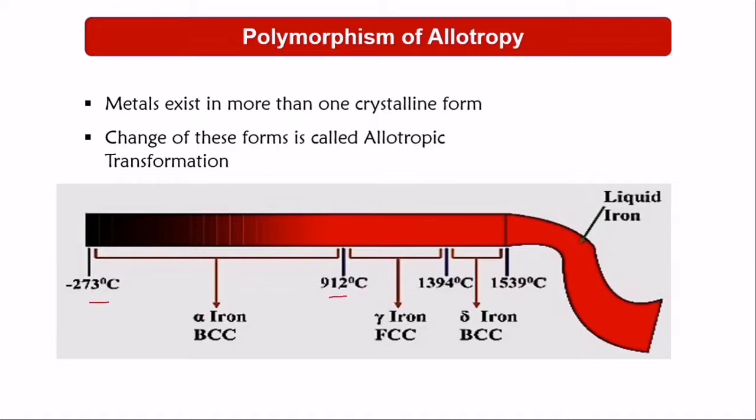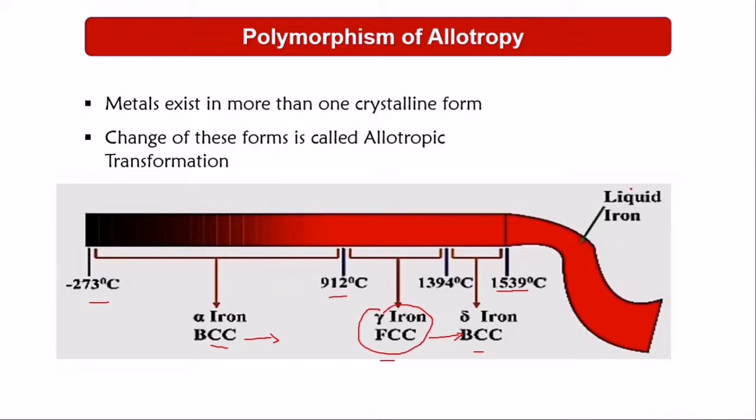Between 912 degrees and 1394 degrees, we have the austenite forming. So it means that the BCC then changes to FCC. Then between 1394 degrees and 1539 degrees, we get the delta iron being formed. So the iron is changing from BCC, then to FCC, then back to BCC. Then the melting temperature of iron is 1539 degrees Celsius. From there we get the liquid iron. So you should know the transformation of iron.